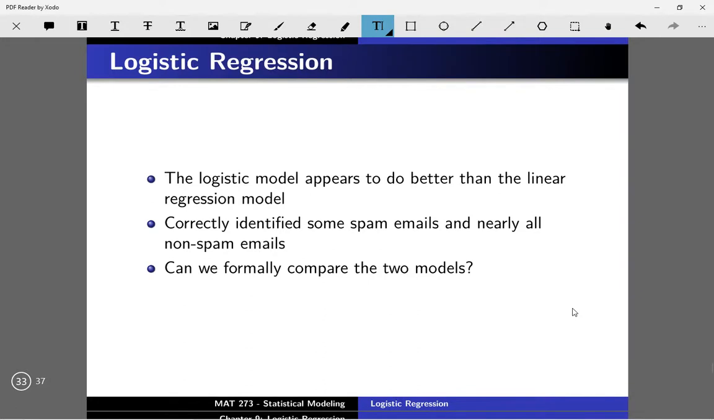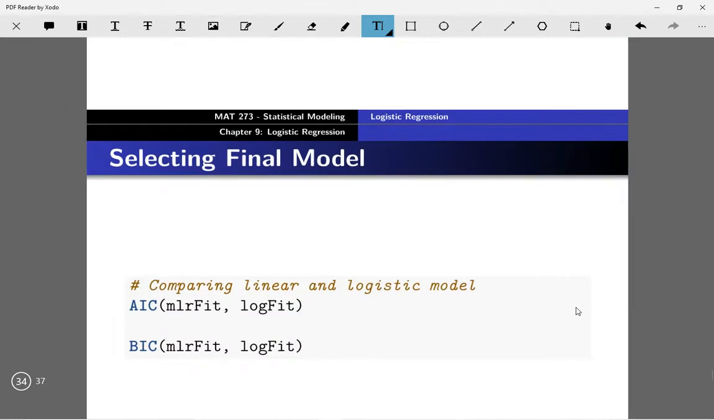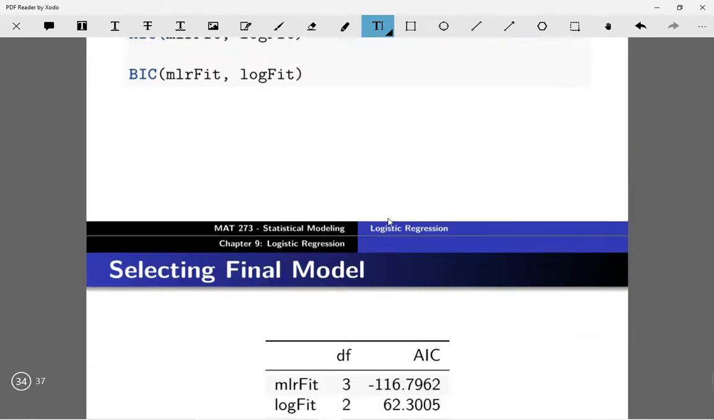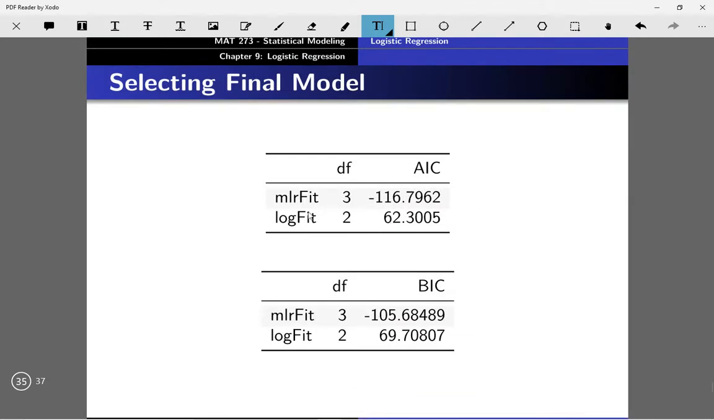Okay, but how can we formally compare which model is better? So we've seen before how we can use AIC or BIC to compare linear regression models. For generalized linear models, GLMs, which linear and logistic models are a subset of, we can compare these types of models using AIC and BIC as well.